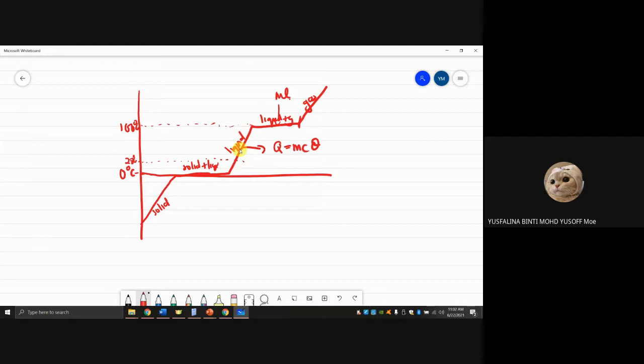If I want to change water at 28 degrees Celsius to gas, I need to increase the temperature first until 100 degrees. Then after it boils, it completely changes to gas until here. For this part I am using mcθ, and for this part I am using ml. So what is the total energy? mcθ plus ml. Are you clear, Janet?